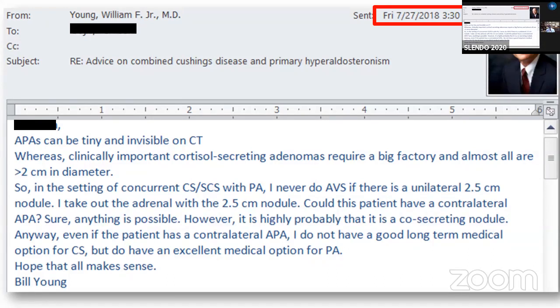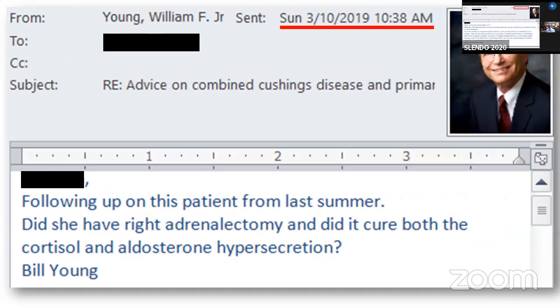Anyway, even if the patient has a contralateral APA, I do not have a good long-term medical option for Cushing syndrome. That's always a surgical diagnosis. But I do have an excellent medical option for primary ALDO. Hope this all makes sense. So that was in July of 2018.